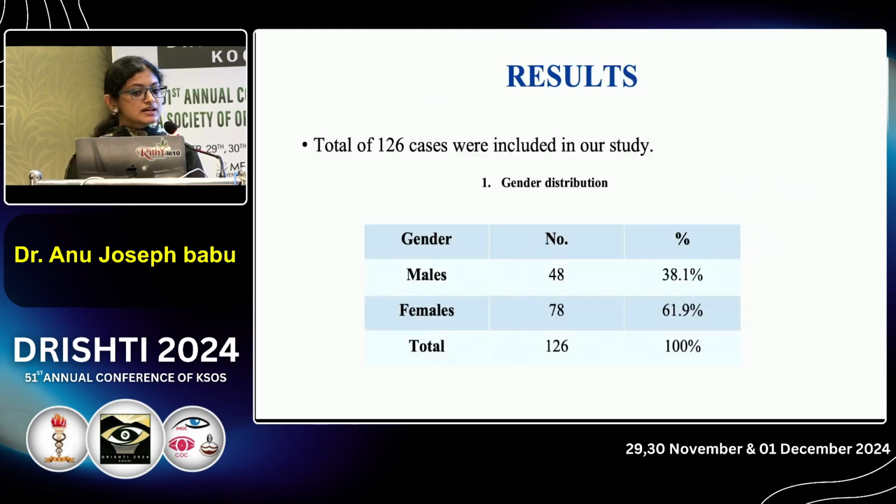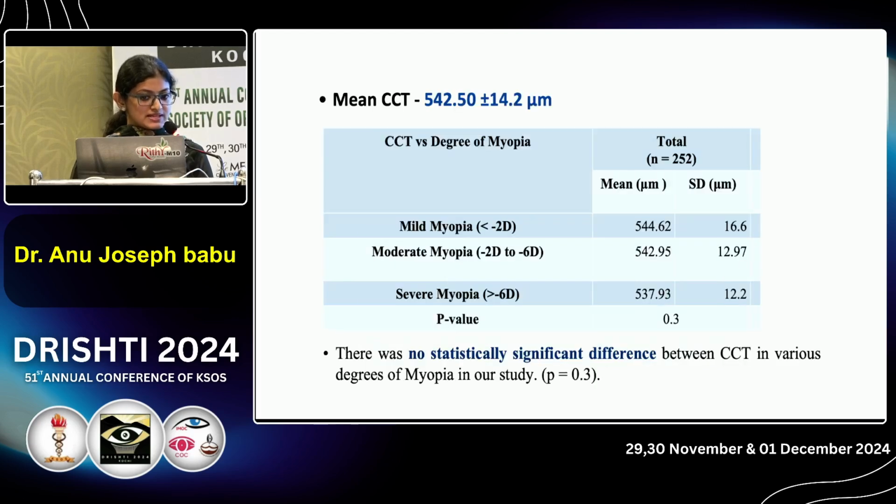Coming to results, a total of 126 cases were included in our study, out of which 48 were males and 78 were females. Our mean CCT was 542.5 plus or minus 14.2 micrometer, and in mild, moderate and severe myopia, mean CCTs were 544, 542 and 537 micrometer respectively, with a p-value of 0.3, which suggests that there was no statistically significant difference between the central corneal thickness in various degrees of myopia in our study.